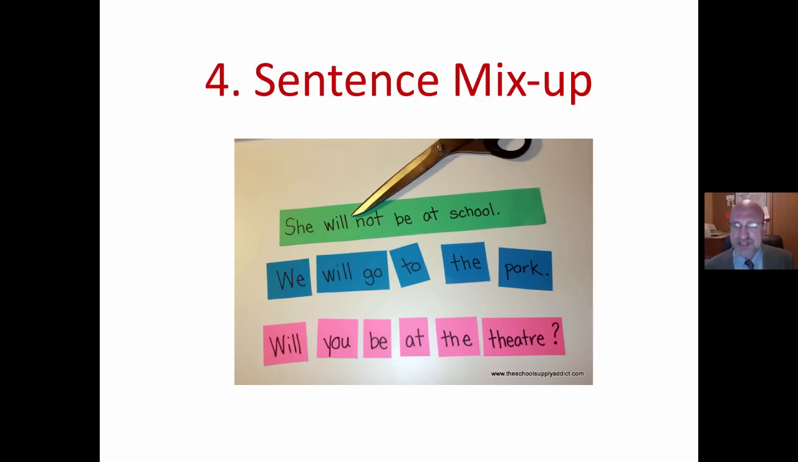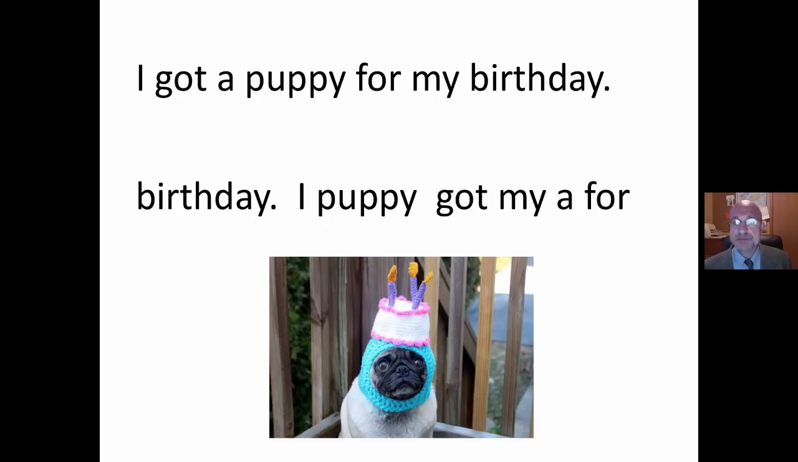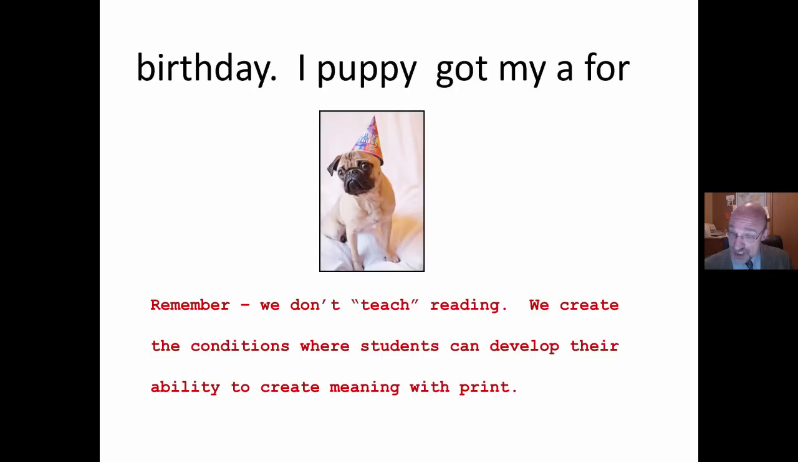Same with sentence mix-up. This works with youngers. Give them a sentence, mix it up, and they have to create it or put it in the right order that makes it make sense. In this picture here, you have a sentence on the board, or it could be a sentence that was written. Give them an actual card, and students have to arrange themselves. There's a variety of ways to do this. I got a puppy for my birthday. With some students, I like them to be able to see the sentence and physically arrange cards in order. Remember, we don't teach reading, we create the conditions where students can develop their ability to create meaning with print.